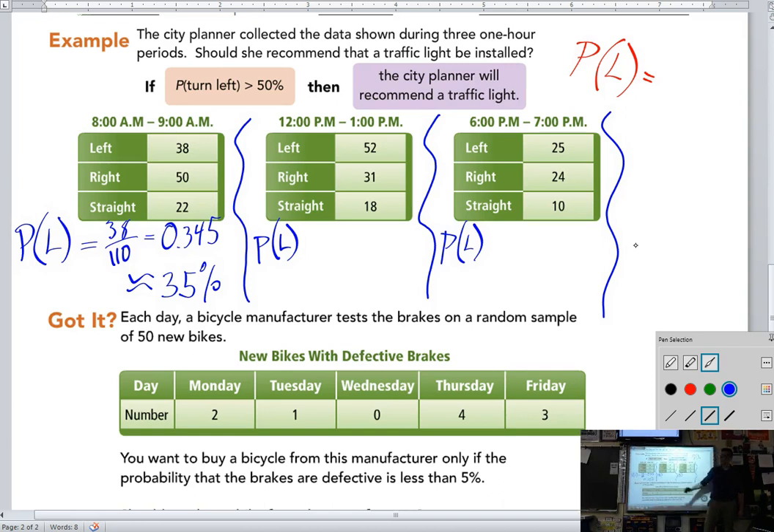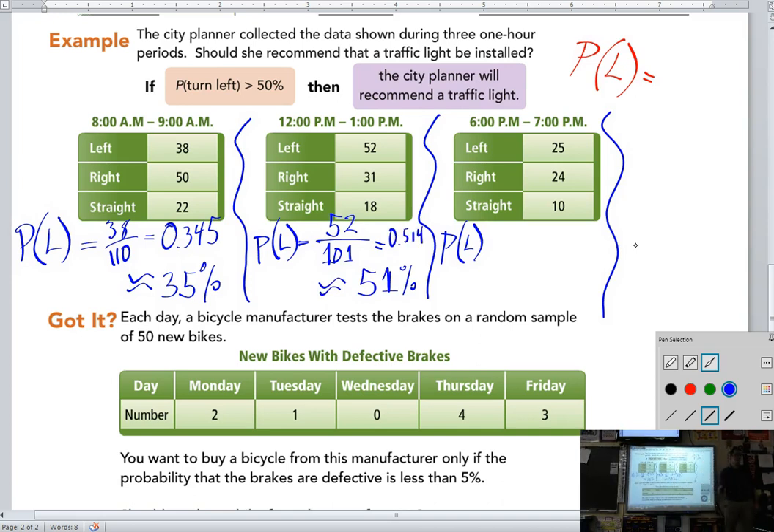Noon rush, lunchtime. Ozzy, how many total were here? In total, 101. Now, really, we could just approximate this to 50%, because that one probably won't change much. But if you did the actual math, what'd you get? 0.514 something. So it actually comes out to be 51% rounded.